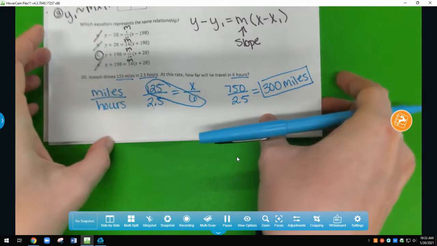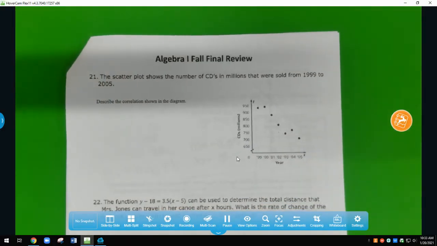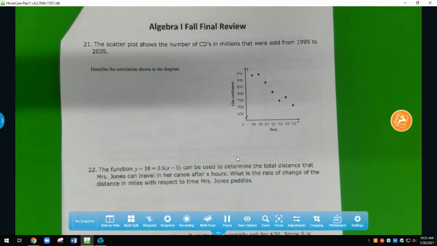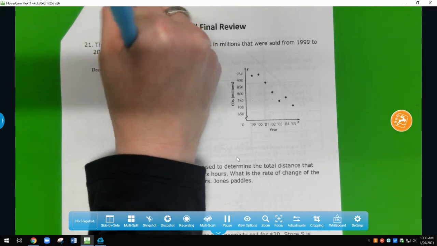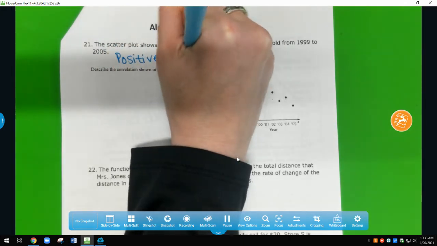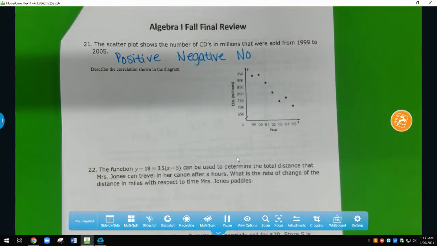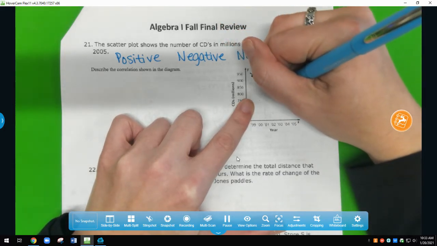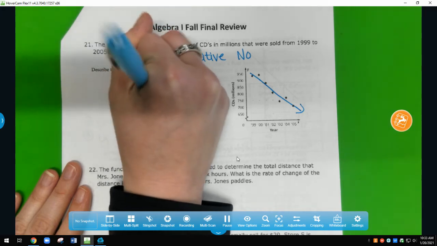Okay, number 21. The scatter plot shows the number of CDs in millions that were sold from 1999 to 2005. Describe the correlation shown in the diagram. So when it says describe, it means is it positive? Is it negative? Or is it no correlation? So this tends to trend down. So this would be a negative correlation.